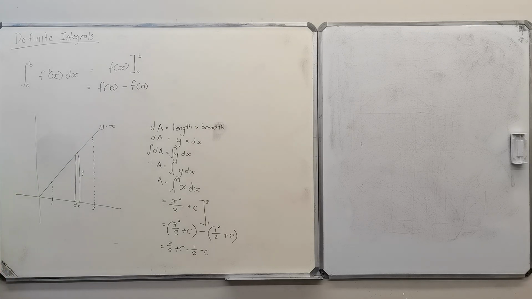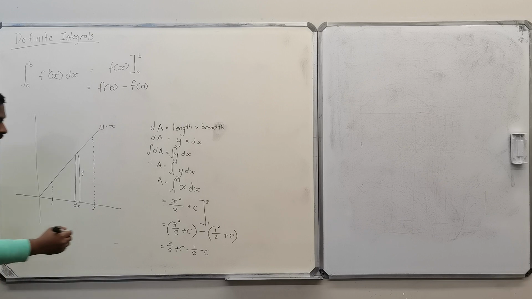I'm not following. Which one? The 3 squared over 2 plus c. Oh, okay, that's the upper. It's the same as F of b: you substitute the top limit, and then you substitute the bottom limit into the same equation.